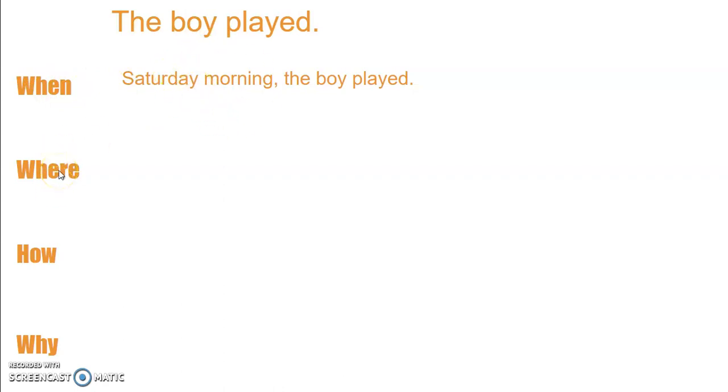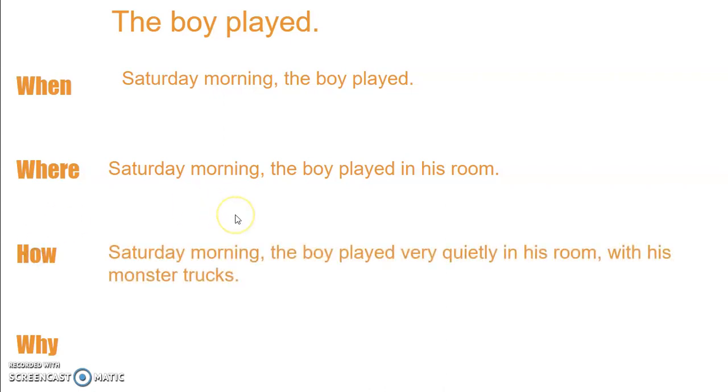Okay, the next question that I'm going to answer here is where. Where is this happening? Saturday morning, the boy played in his room. This is happening in his room. The boy is playing in his room. So that's pretty good. We have 2 details in. So the next question that I'm going to answer here is how. How is the boy playing? Saturday morning, the boy played very quietly in his room with his monster trucks. So he's playing very quietly and he's playing with his monster trucks.